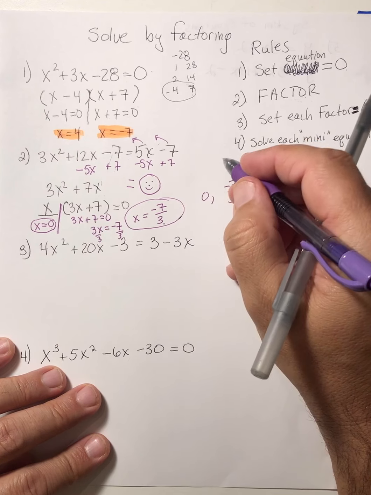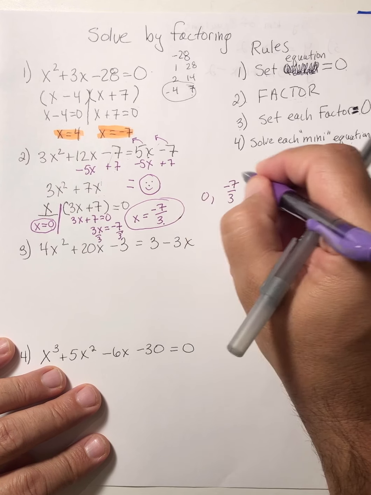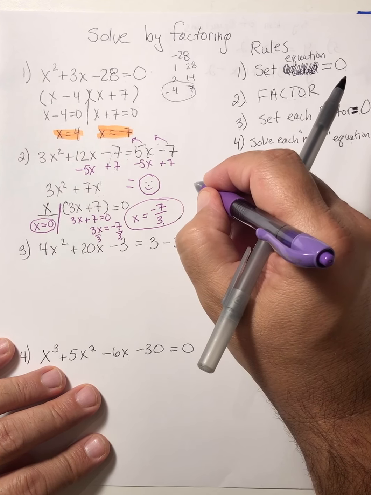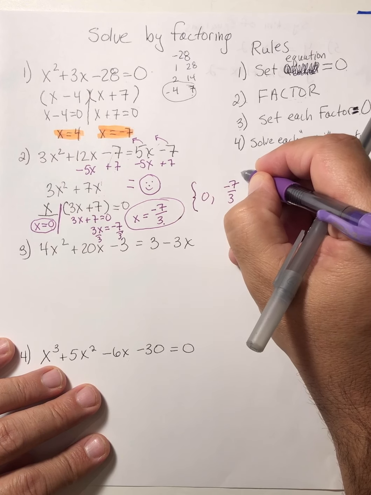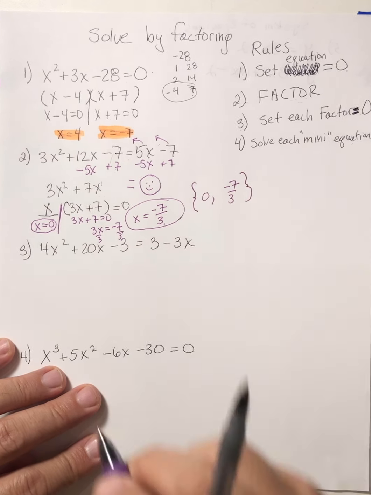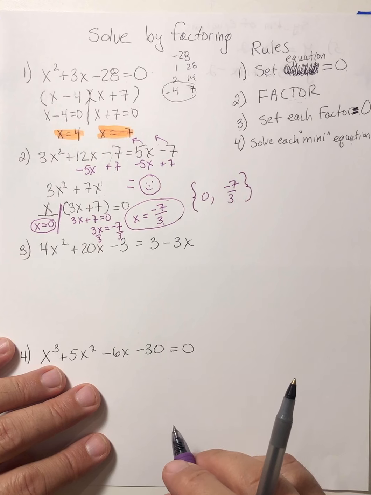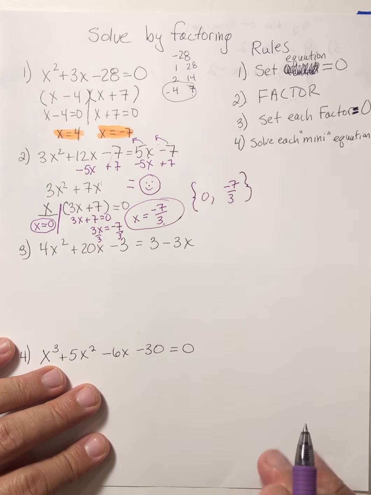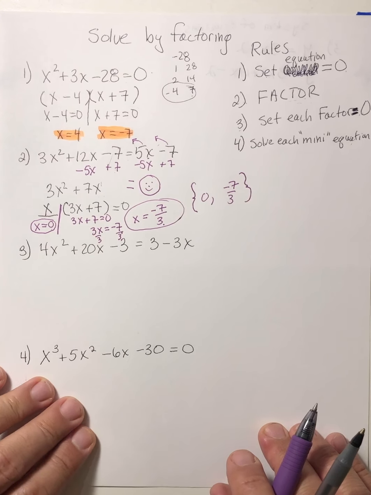There are our answers. Technically you're supposed to circle them, don't use parentheses. You can put your little squiggly brackets to say it's that set of answers. Okay, but there you go, there are your answers: 0 and negative 7/3.